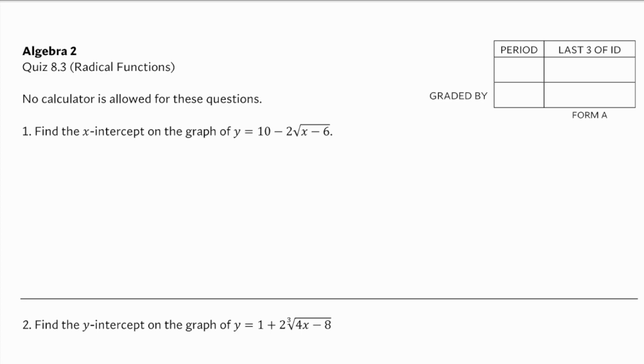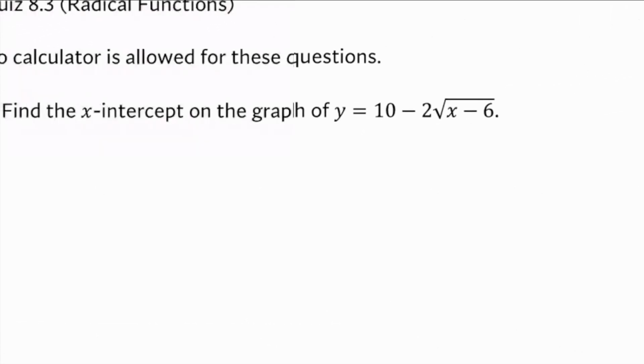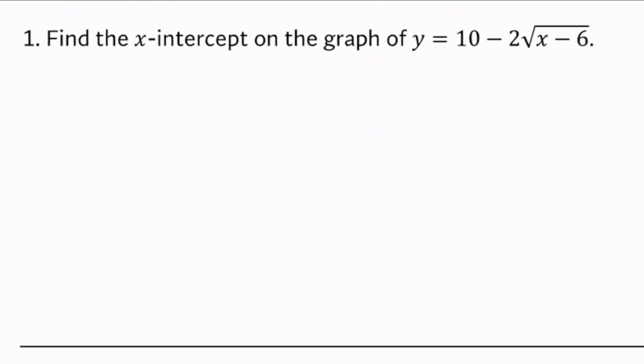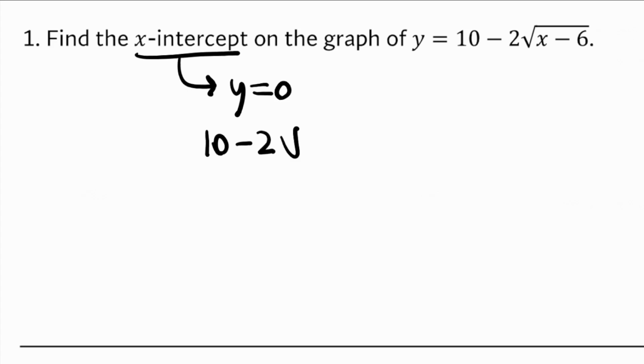Find the x-intercept on the graph of y equals 10 minus 2 times the square root of x minus 6. Well, the x-intercept on the graph of any function is the place where y equals 0. So I'm going to say x-intercept, that's where y equals 0. So 10 minus 2 times the square root of x minus 6 is equal to 0.